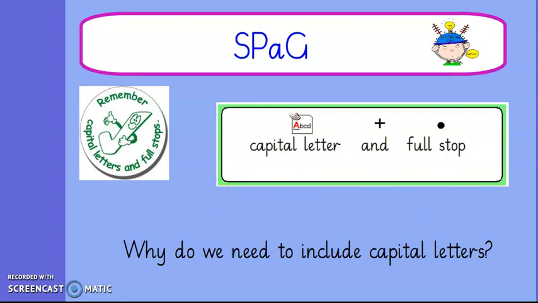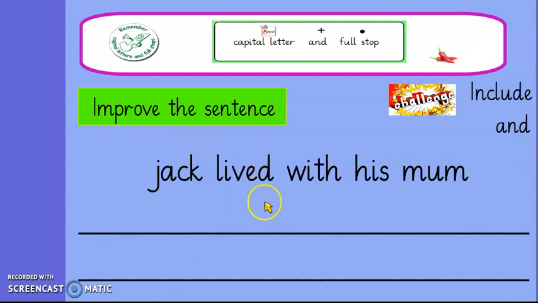of the sentence. Let's have a look at this sentence here. Jack lived with his mum. How can we improve that sentence? What's missing? Thinking about our capital letters and full stops. What I would like you to do is have a go at writing that sentence out, putting your capital letter in the right place and your full stop in the right place.